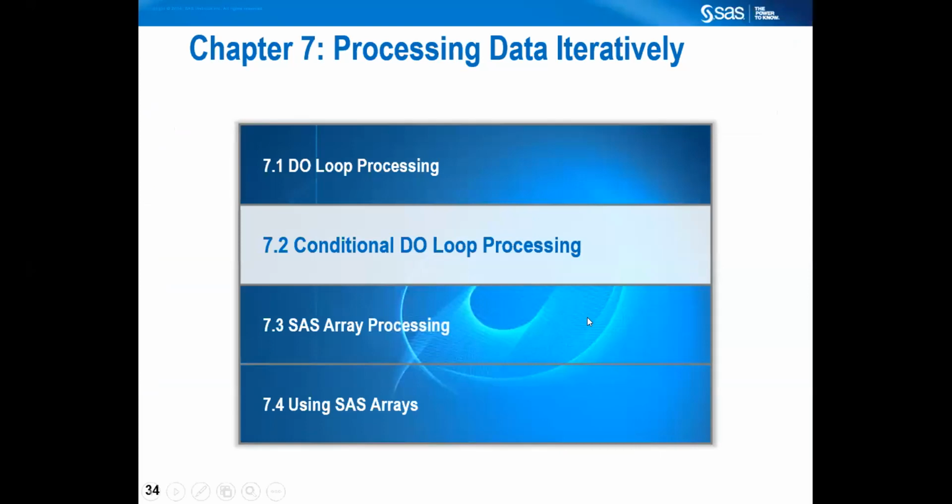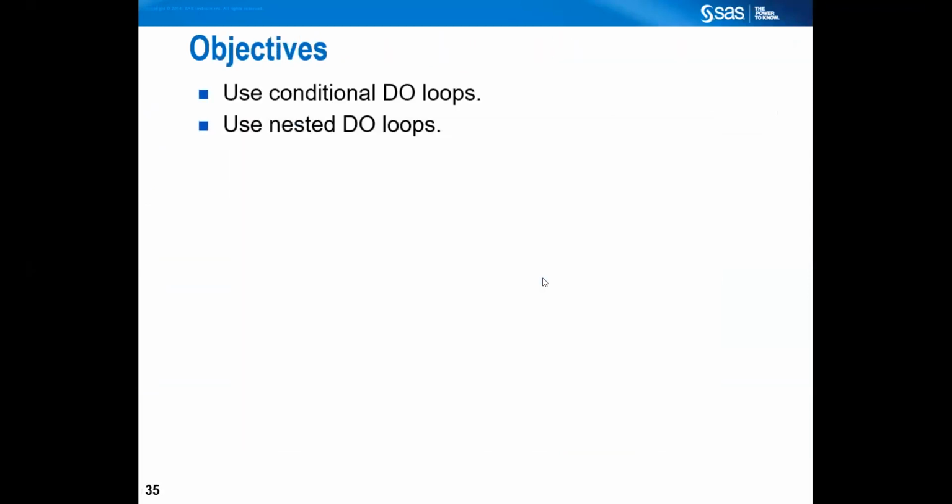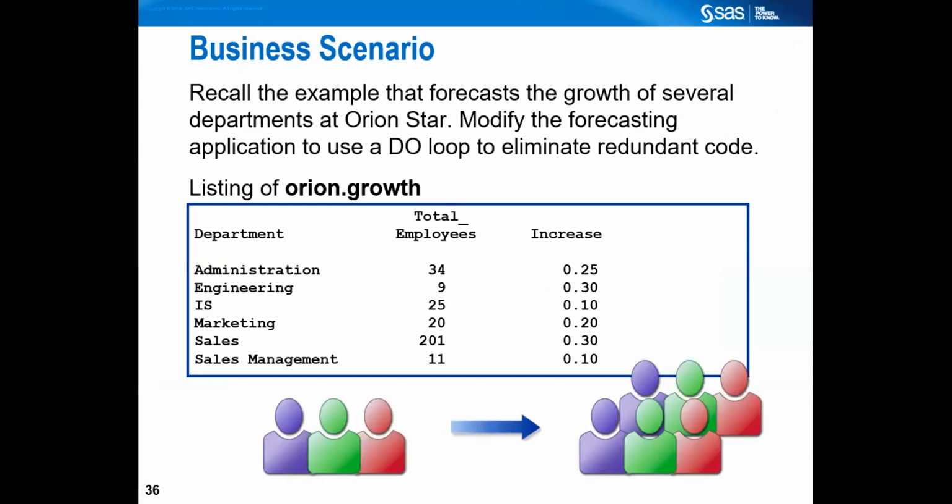Okay, so let's move ahead. Now you got introduced to the do loop. Now let's understand what conditional do loops are. We'll use conditional do loops and we'll use nested do loops. Now understand the scenario. It's the data for Orion.growth.